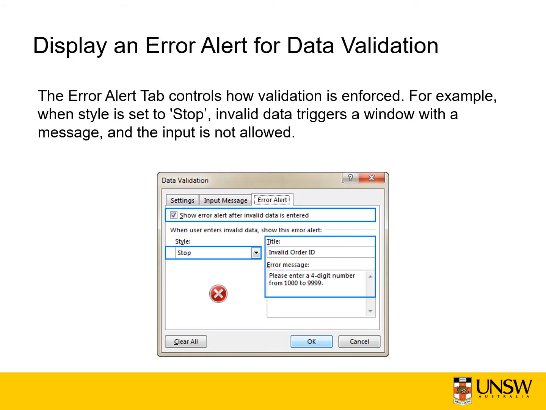In addition to the input message, you can show an error alert when invalid data is entered in a cell. To configure a custom error message, go to the Error Alert tab and check the Show Error Alert box. Then in the Style box, select the desired alert type and enter the title and the text of the error message into the corresponding boxes and click OK.